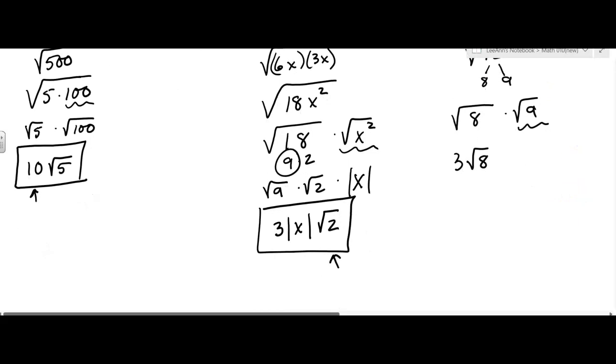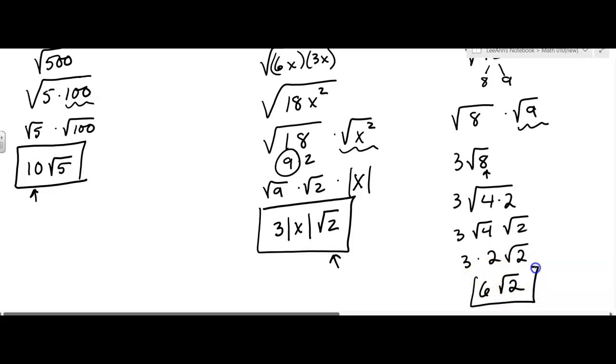So the problem is 8 breaks down still. And so you have to think of 8 as 4 times 2. See, it could go further. And then what's the square root of 4? I'll write it all out here. Then the square root of 4 is 2, and so you'd get 6 times the square root of 2, and that would be the answer.